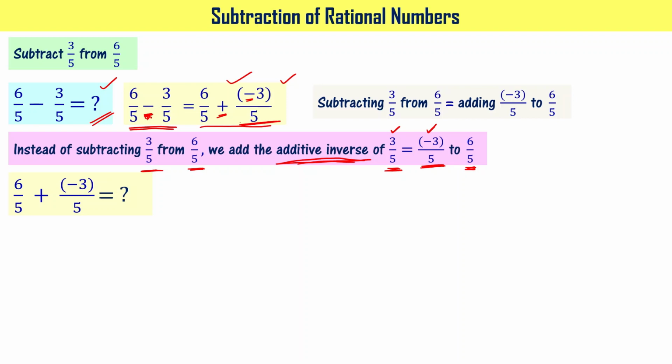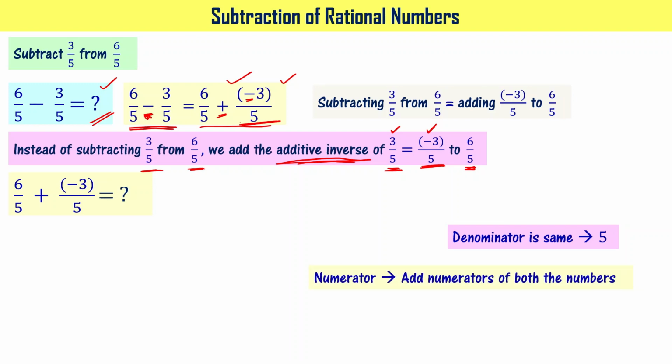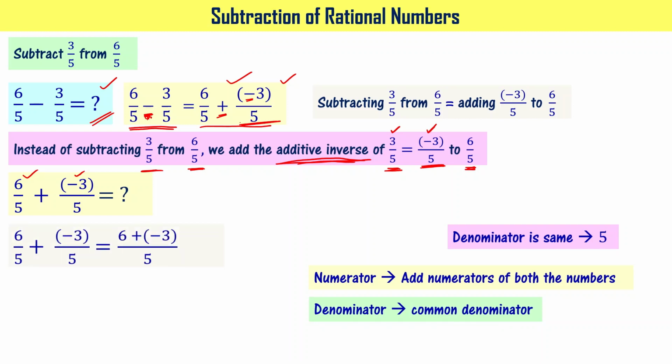It is an addition problem, and you see here the denominator is the same. It means the numerator of the resultant number can be obtained by adding the numerators of both the numbers, 6 and minus 3, and the denominator is the common denominator. So 6 by 5 plus minus 3 by 5 is going to be 6 plus minus 3 divided by 5. This can be written as 6 minus 3 divided by 5, that is equal to 3 by 5. So to answer the question, 6 by 5 minus 3 by 5 is equal to 3 by 5. Got it?